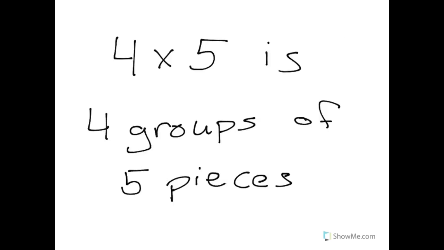So for example, here's another one. 4 times 5 is 4 groups of 5 pieces. The first factor, which is the 4, tells you how many groups you have, and the second factor tells you how many pieces are in each group. So you can see here again, 4 times 5 is 4 groups of 5 pieces.